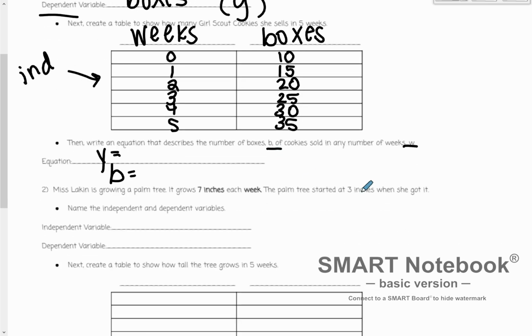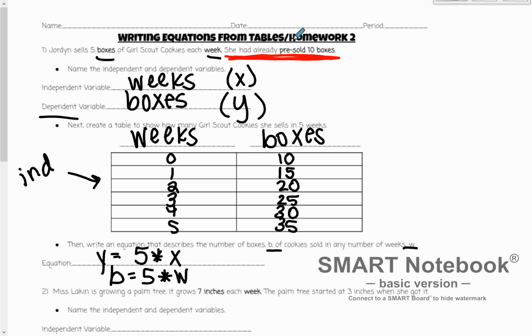Okay. Then we have our 5 boxes that we're selling each week. So the first thing we're going to be doing is multiplying the number of weeks by how many boxes they sell each week. So that would be 5 times x, because x is the number of weeks. If we're doing it with the b and the w, which is totally fine, we would do 5 times w. But then that's not all. That's what we did yesterday. We would have stopped there. But since she had pre-sold those 10 boxes, we didn't just do 2 times 5 is 10, because we have an answer of 20. We didn't just do 3 times 5 is 15.